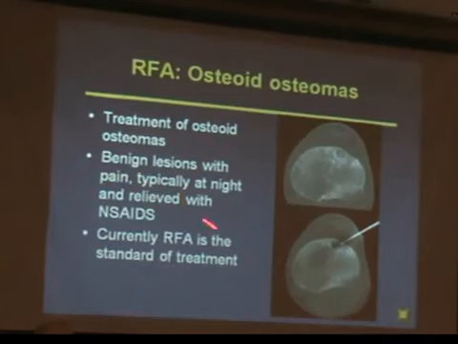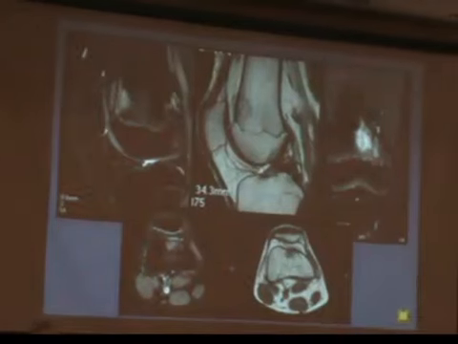These patients typically are younger, either kids or young adults, and they come in with pain, worse at night, and relieved by NSAIDs. And ever since Dr. Rosenthal from MGH introduced this method to treat these lesions in the 1980s, they became standard of care for treatment of these patients with success rate that's close to 100%, very comparable to surgical methods.